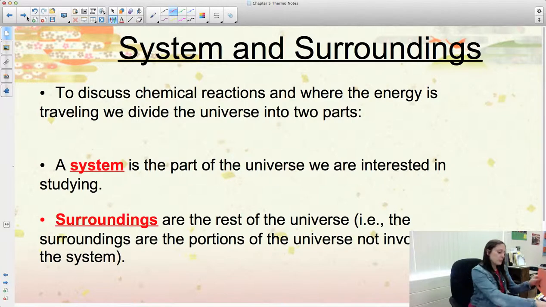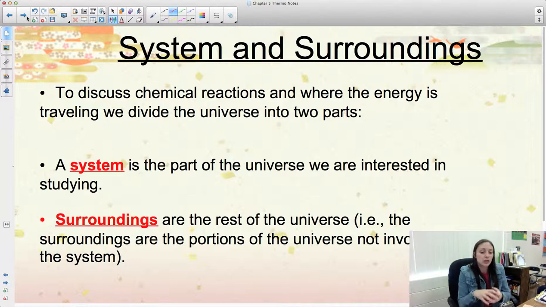Systems and surroundings. Some more terms here we're going to look at for energy. When we talk about reactions, there are 2 parts. You're either part of the system or part of the surroundings. A system is a part of the universe that you're interested in studying. So whatever I'm trying to look at, whatever reaction I'm studying, that's usually the system. And then your surroundings is everything else, which is the portion of the universe not involved in my particular system.